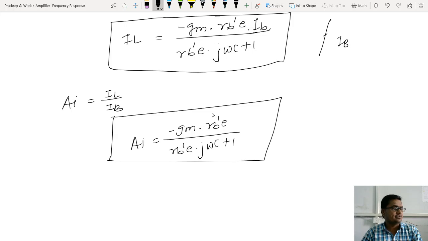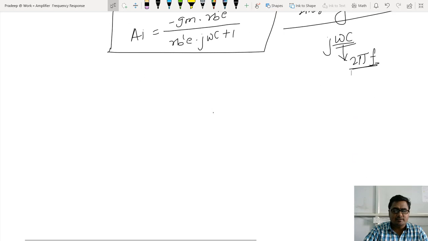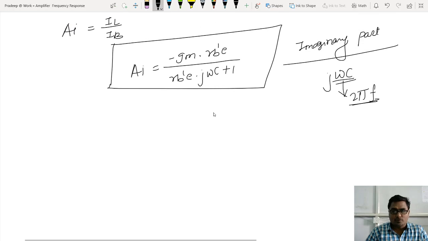But see, this is not the final equation. We are still in the imaginary part. So what is the imaginary part? The imaginary part is obviously j omega C. Let me put the value of omega in the above equation. Okay, let me rewrite the equation again. AI is equal to minus gm as it is, RB'E has to be as it is. So what?